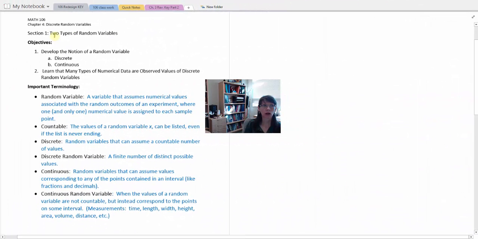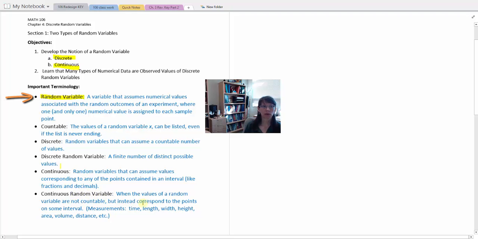In this video, we'll talk about two types of random variables. The two types are discrete and continuous random variables. We will also learn that many types of numerical data are observed values of discrete random variables. Our first important term is the random variable.